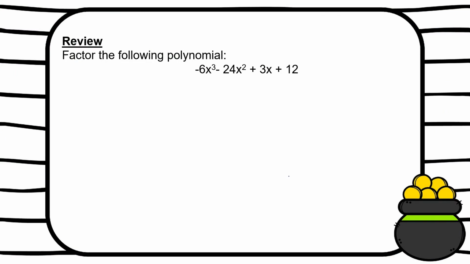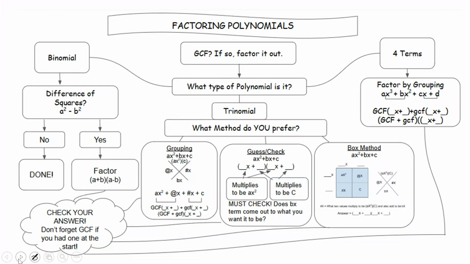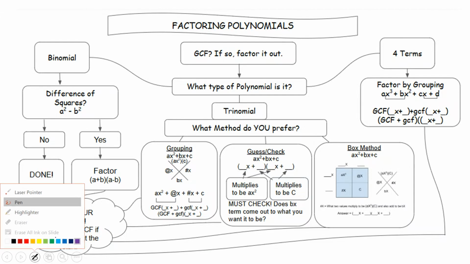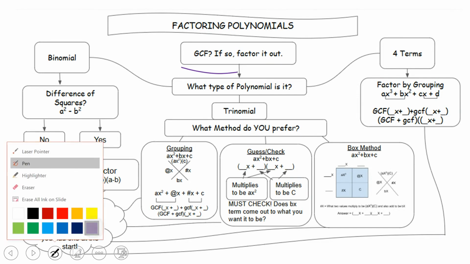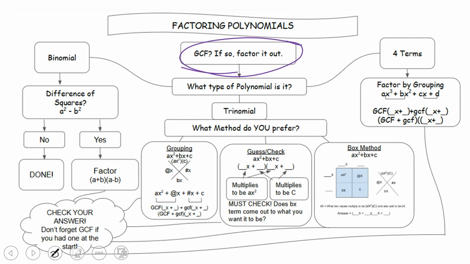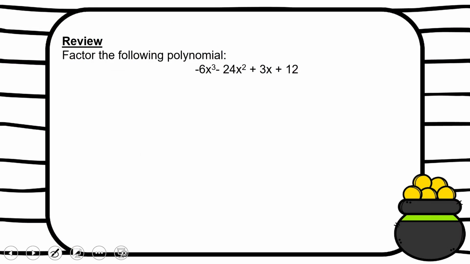Factor the following polynomial. It is four terms. So if we go to your sheet, first thing we're going to do is GCF. And then because it's four terms, we have to factor by grouping. So is there a GCF?